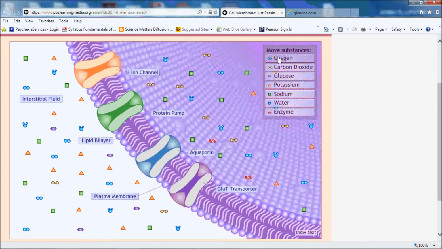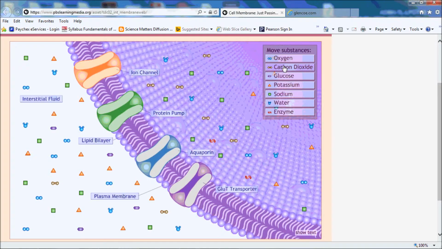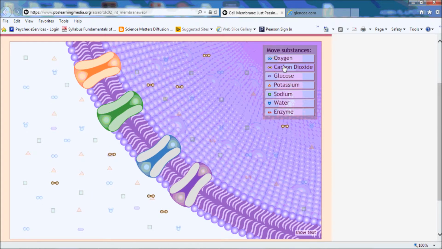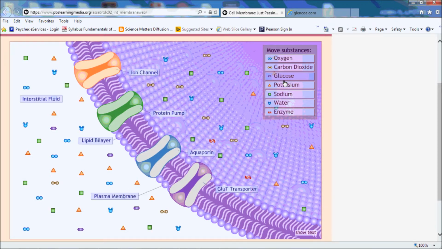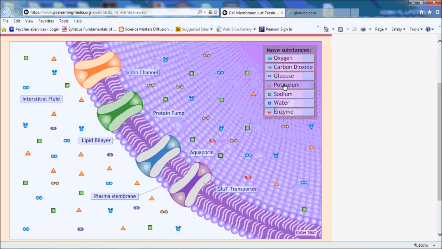So oxygen here, high to low, inside. Carbon dioxide starts high, goes low to the outside. Glucose, high on the outside, moves to low on the inside. Now, what do you think about potassium? So, yes, it's high on the outside and it moves low to the inside of the cell. So I always go over that with my students, why it's going from high to low, and then we just make predictions using this model.